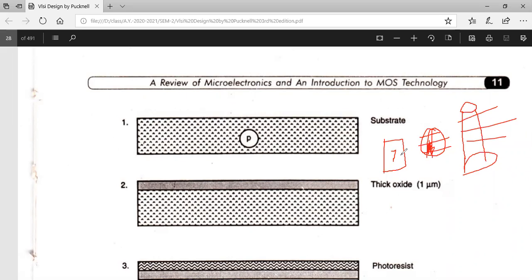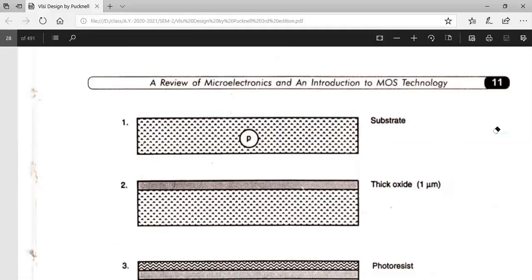In the initial days, we used to create only one, two, or three transistors in a small area. Later, we increased the number of transistors on a single silicon wafer die. Now I am going to see how I form a transistor on a single silicon wafer die.